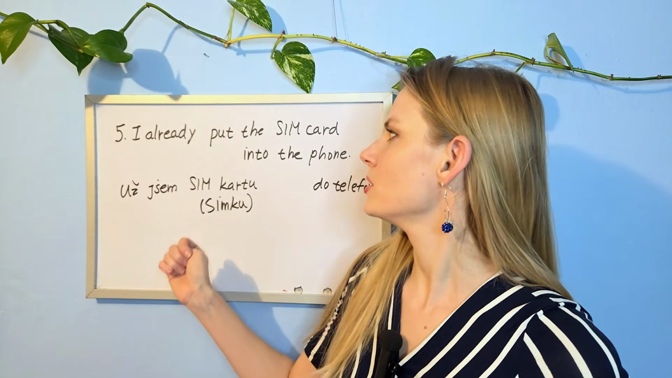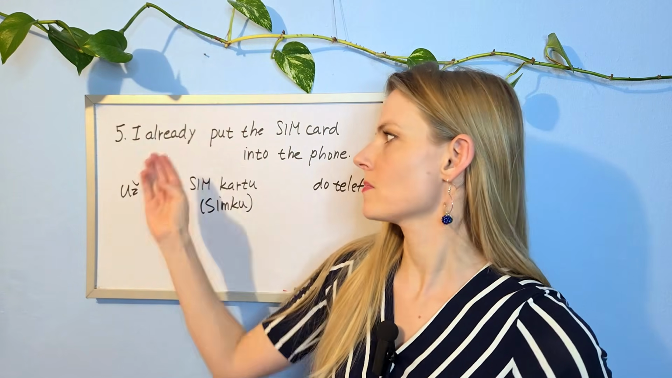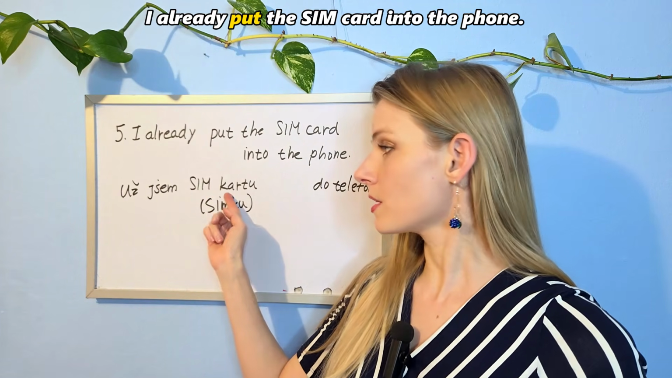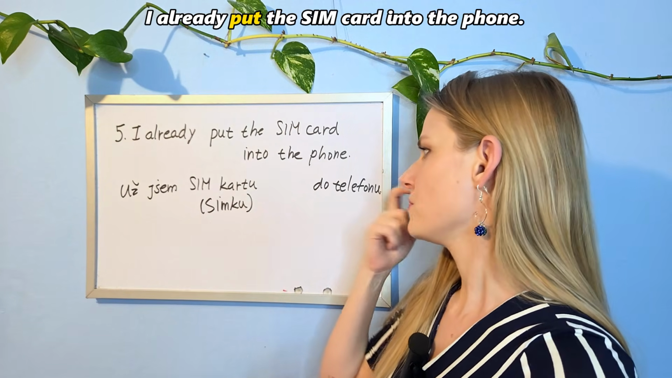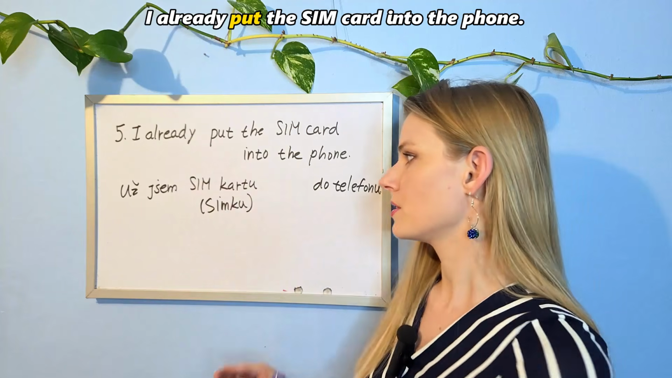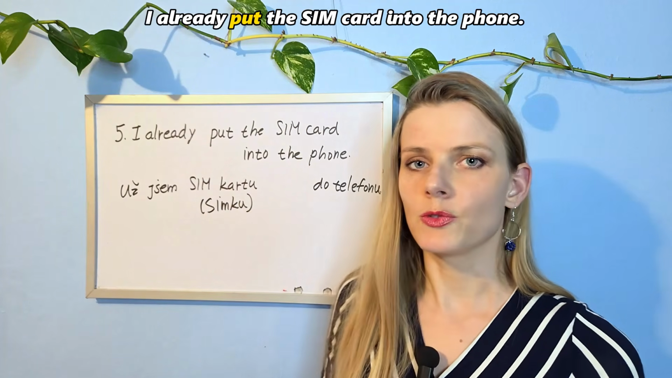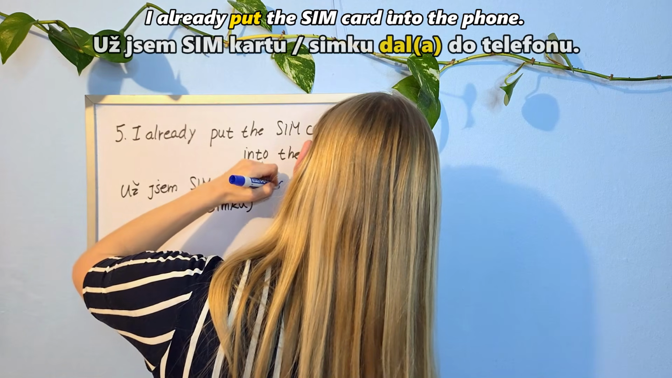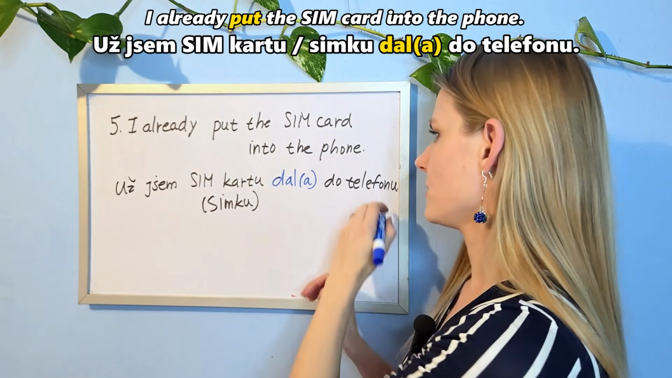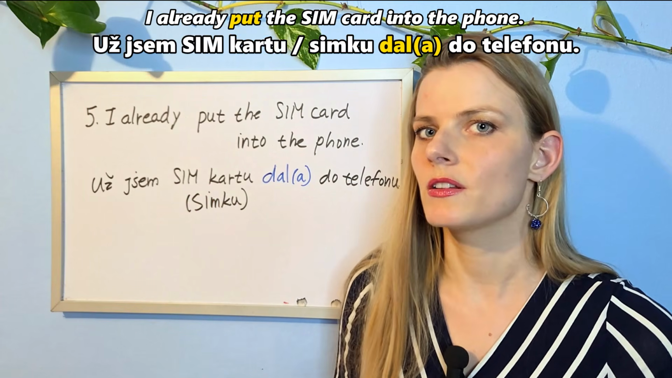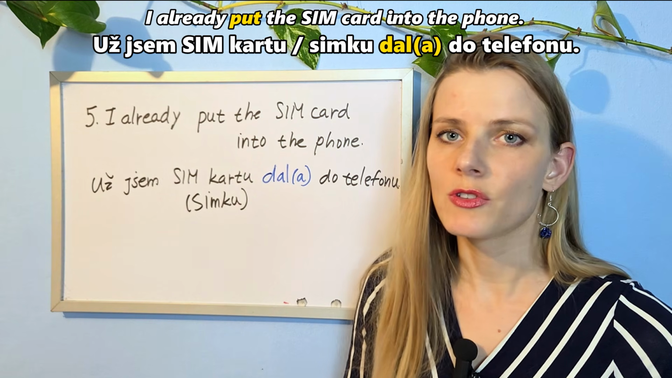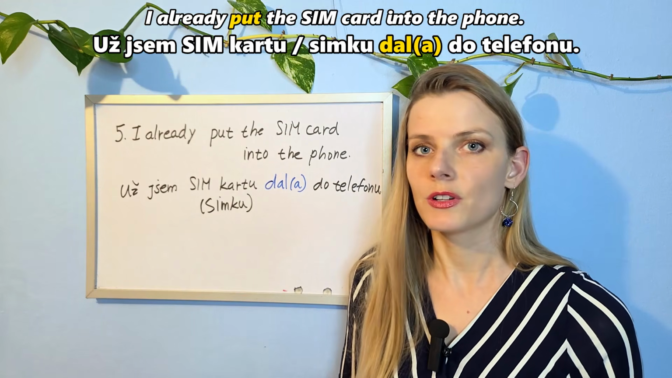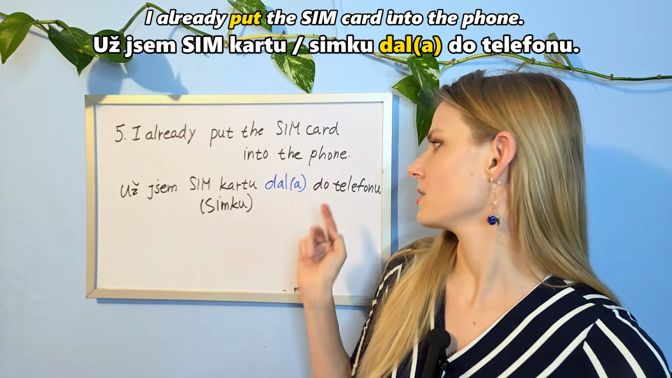Our next sentence is about putting a SIM card into the phone. I already put the SIM card into the phone. Už jsem simku or SIM kartu do telefonu. It's possible to change the word order. This is one of the options that I thought was pretty good. Our first option is, of course, dala or dal. We cannot go wrong with that. Dala do telefonu. By the way, SIM kartu is a little bit too formal. In Czech, we often use simka or simku in the accusative case, and that's perfect for casual Czech. Už jsem simku dala do telefonu.